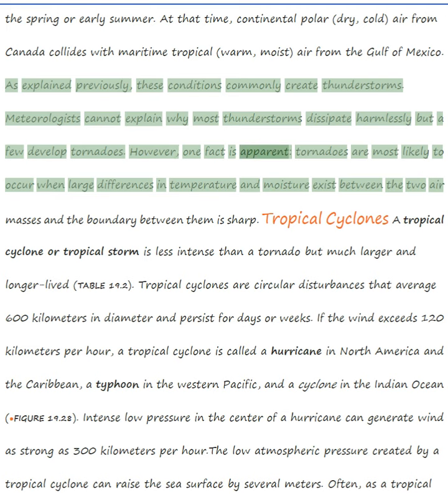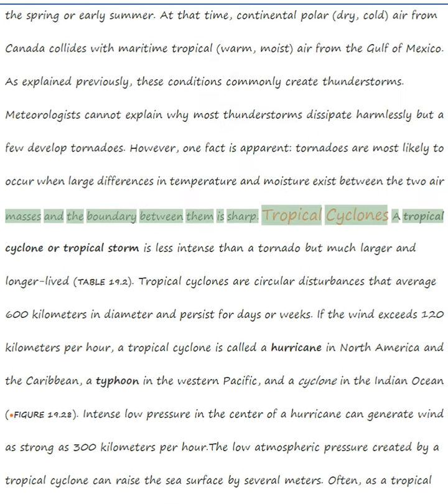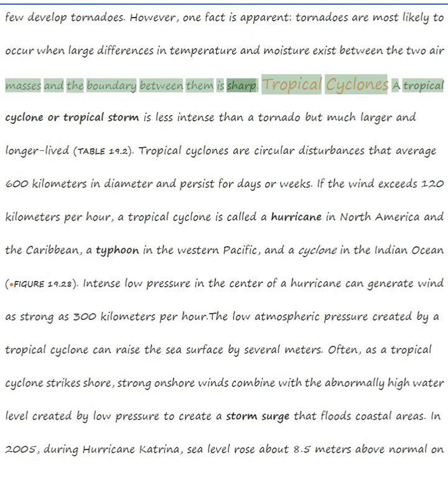However, one fact is apparent: tornadoes are most likely to occur when large differences in temperature and moisture exist between the two air masses and the boundary between them is sharp.